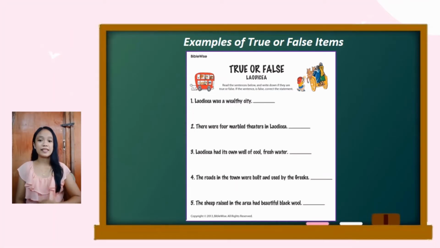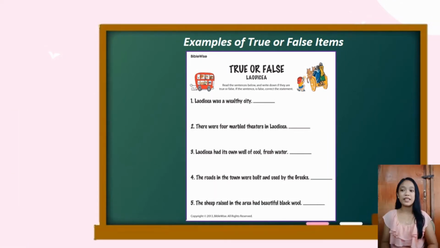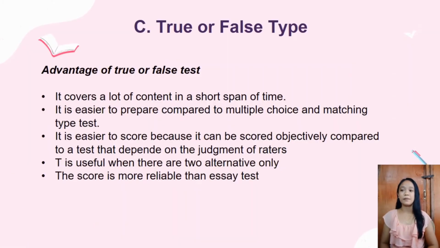And this is an example of true or false type of test. Advantages of true or false test. It covers a lot of content in a short span of time. It is easier to prepare compared to multiple choice tests and matching type tests.